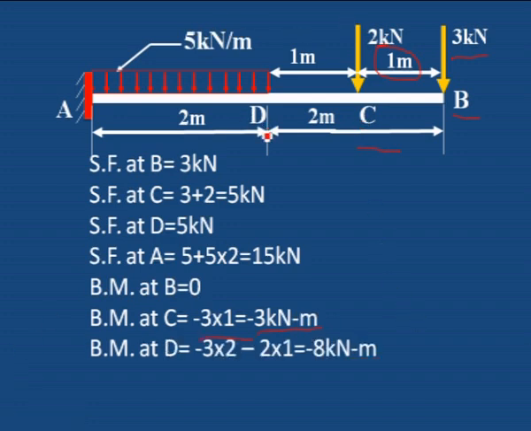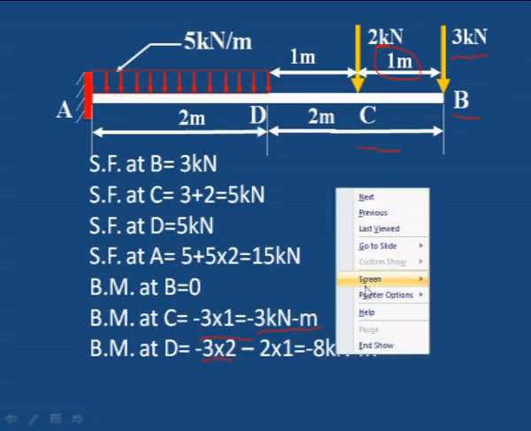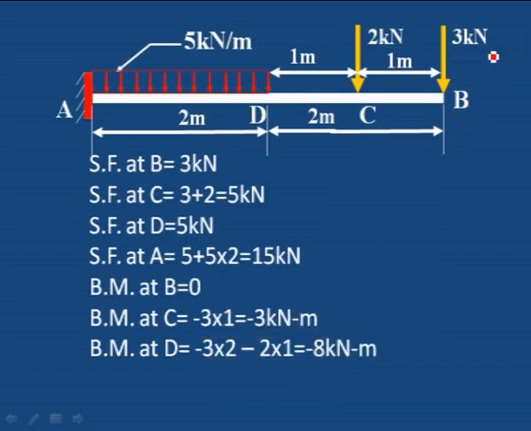Bending moment at D. The force is 3 into distance 2 meter. Up to point D, the force of 3 kilonewton is acting at a distance of 2 meter from the free end. 3 into 2, and then another load is there, 2 into distance 1 meter. 3 into 2, 2 into 1. That is 8 kilonewton meter, the bending moment at D.